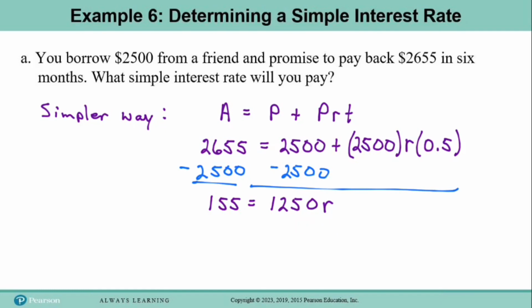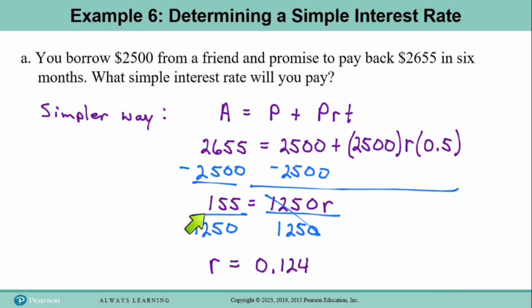And now let's divide both sides by 1,250 to isolate the R. So the coefficient cancels out from the right side, and that would just leave R on that side. And then for the other side, 155 divided by 1,250 is 0.124. And we know that when we convert that to percent, it will be 12.4%, just like we got doing it the other way. Okay, now I like this way better, and you might like the other way better. You can do it whichever way you want.